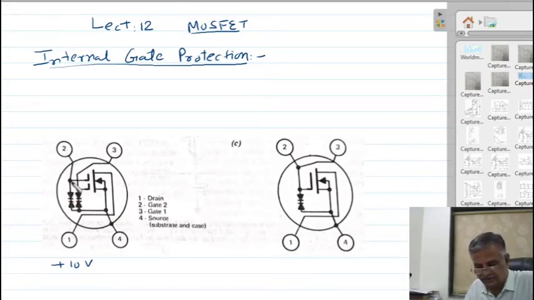Suppose this receives minus 10 volt. Then the lower diode will conduct like an ordinary diode, and the upper one will give the Zener breakdown effect. As a result, the excess charge will go to the ground through the source. Suppose someone wants to use only one gate, then both gates can be short circuited as shown in the figure.